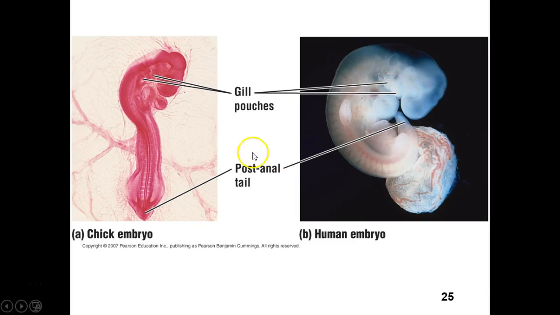We also have the tail, which we've talked about. So we have a tail that eventually becomes a very tiny structure just called a coccyx. And a chick also has this, as do fish.